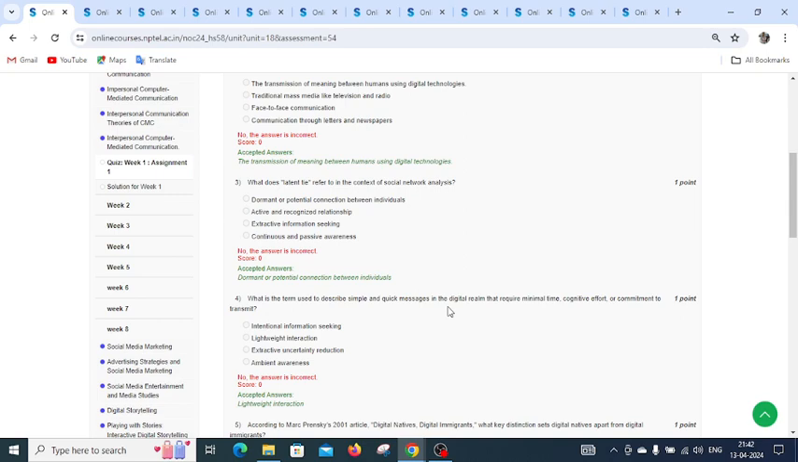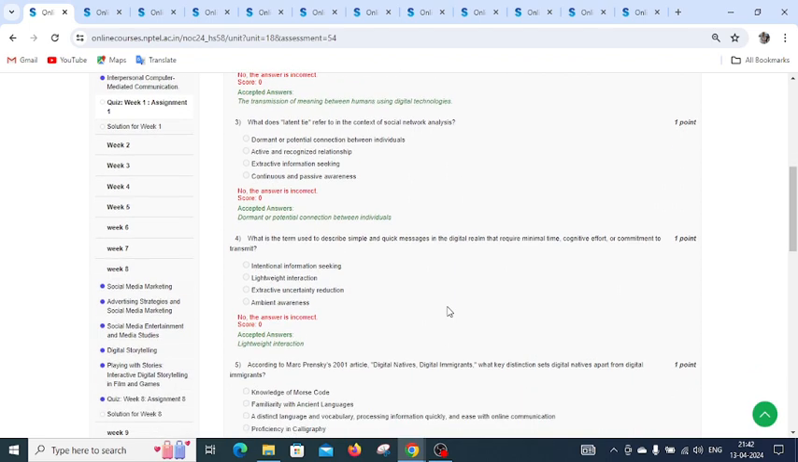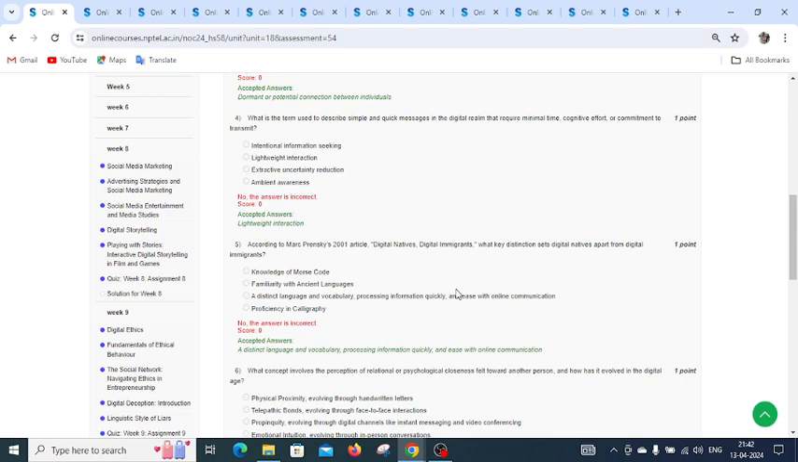Moving to question number 4, what is the term used to describe simple and quick messages in the digital realm that require minimal time, cognitive effort, or commitment to transmit? And the right answer for question number 4 is lightweight interaction. Moving to question number 5, according to Prensky's 2001 article, Digital Natives, Digital Immigrants, what key distinction sets digital natives apart from digital immigrants? And the right answer is a distinct language and vocabulary, processing information quickly, and ease with online communication.